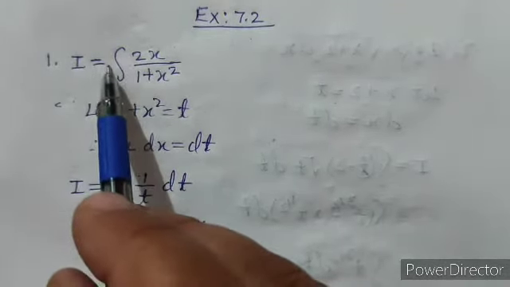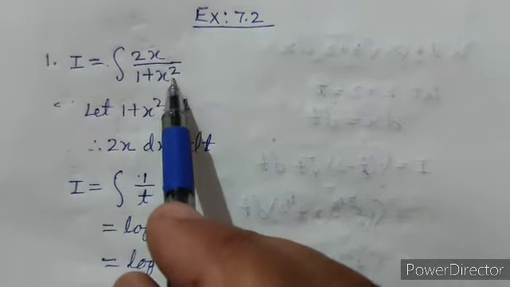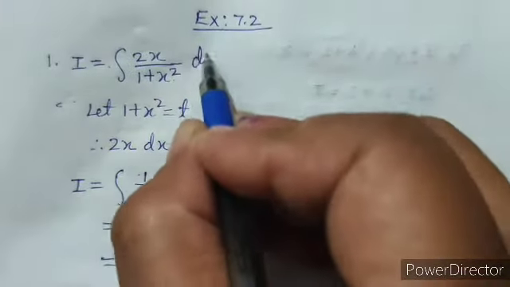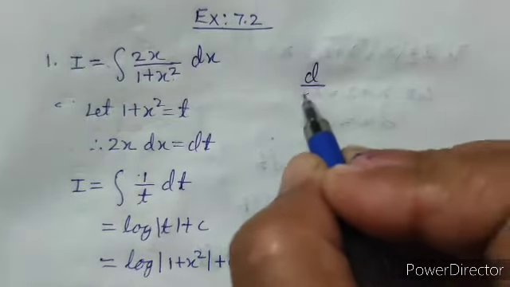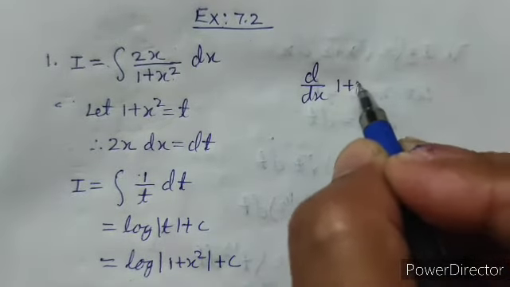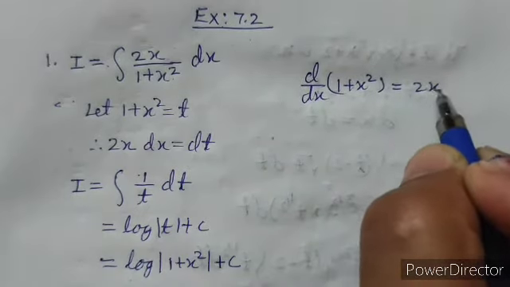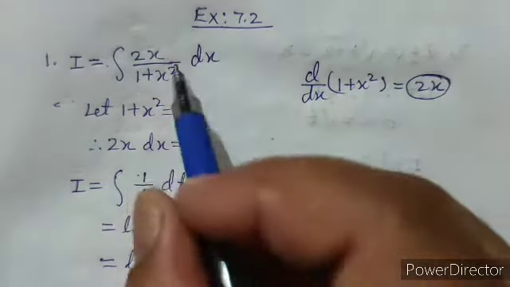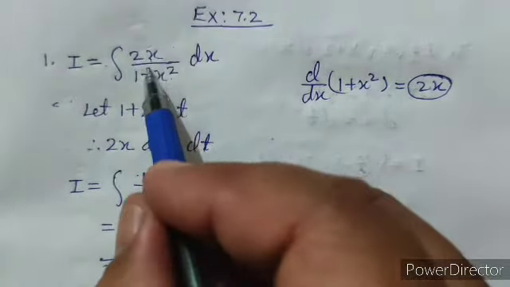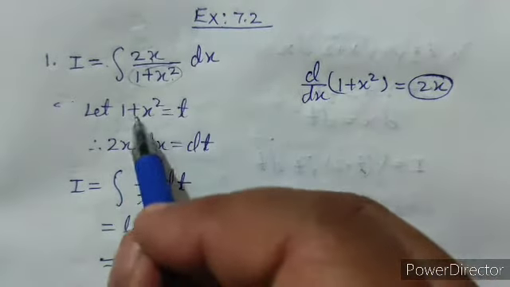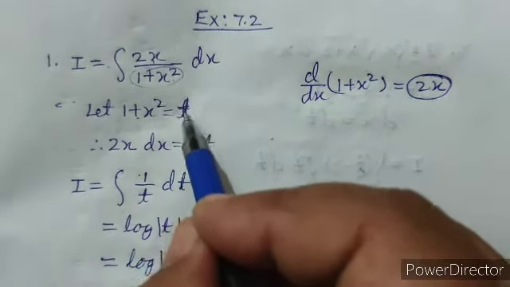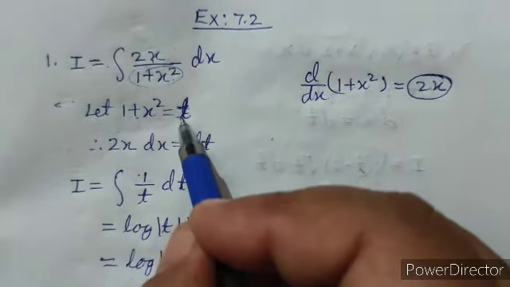we have to find the integral of 2x upon 1 plus x square. Now as we know that the derivative of 1 plus x square will be equal to 2x, and this is present in the question itself. So we will take 1 plus x square as another variable. Here I am taking 1 plus x square as t.